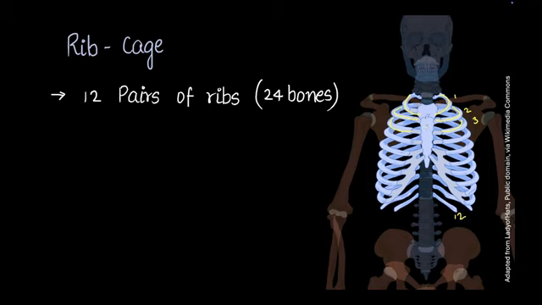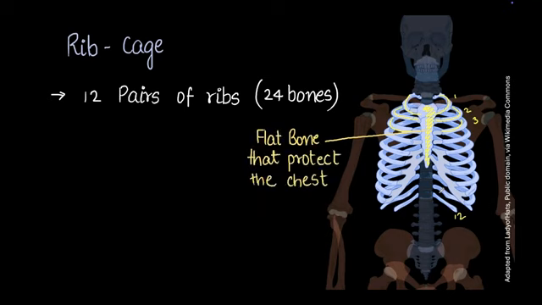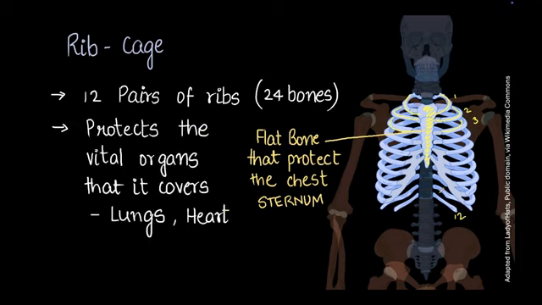But that's not it. The rib cage has another flat bone. If you pay careful attention, there's a flat bone here. This flat bone is basically used to protect the chest, and it is called the sternum. Now, the rib cage as such has the sole purpose of protecting things like the lungs and the heart. A lot of vital organs are in that part of the body, right? So it protects the vital organs. Okay. So that was the axial skeleton: the skull, the vertebral column, and the rib cage.